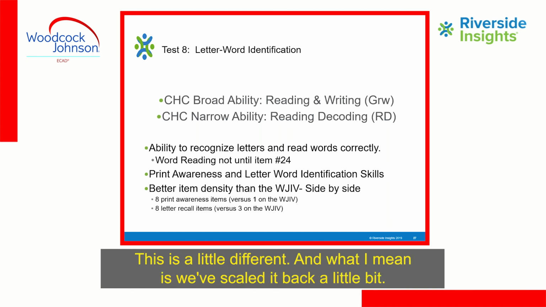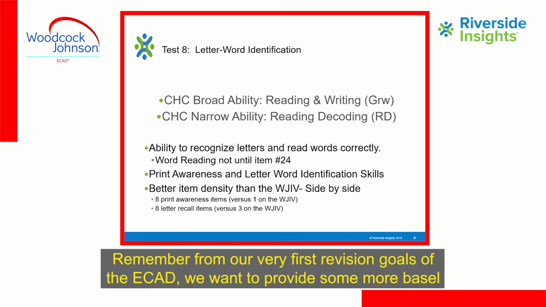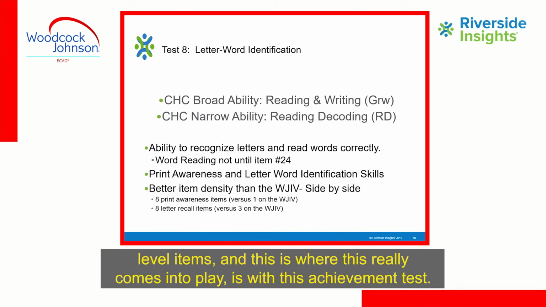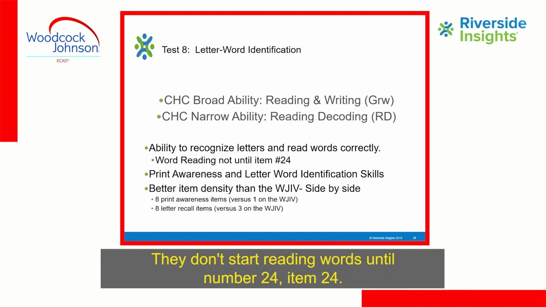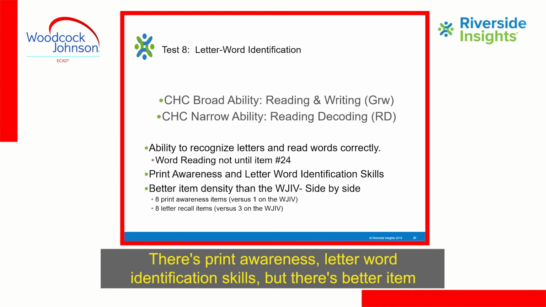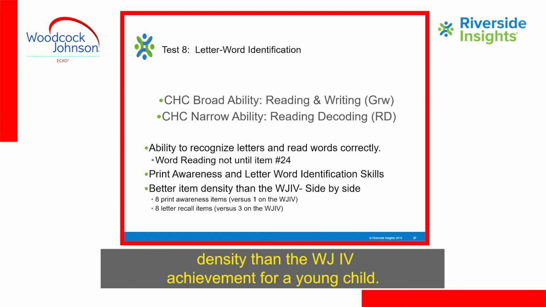This is a little different, and what I mean is we've scaled it back a little bit. Remember from our very first revision goals of the ECAD, we wanted to provide some more basal level items, and this is where this really comes into play, with this achievement test. It's looking at the ability to recognize letters and read words correctly, but guess what? They don't start reading words until number 24, item 24. There's print awareness, letter word identification skills, but there's better item density than the WJ4 achievement for a young child.